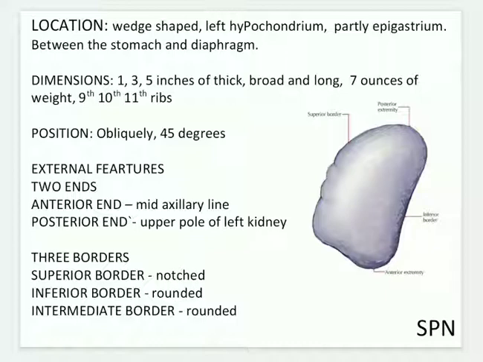Your external features are your two ends, the anterior end and the posterior end. Your anterior end reaches into the mid-axillary line. Your posterior end is rounded and it rests on the upper pole of your left kidney. There are 3 borders: the superior border, the inferior border and the middle intermediate border. The superior border is notched and the inferior and intermediate borders are rounded in shape.